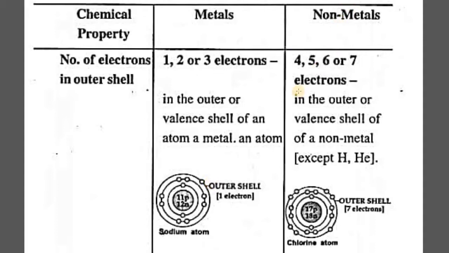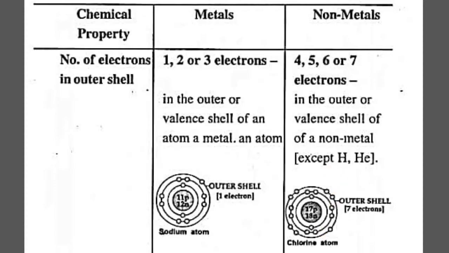Similarly, non-metals generally have 4, 5, 6 or 7 electrons in their outermost or valence shell. Exceptional cases here are hydrogen and helium. Hydrogen has a tendency to release the electron as well as to accept the electron. It has just one electron in its outermost shell, but it may also gain or lose an electron, so it is not completely included in metals or non-metals. Similarly, helium contains 2 electrons in its valence shell, and therefore it is considered a noble gas.